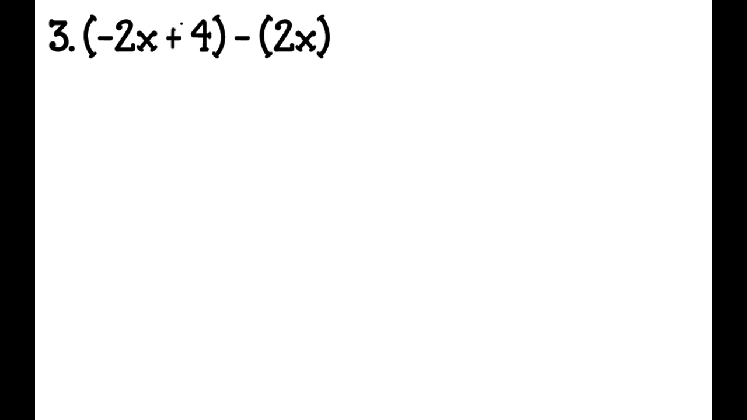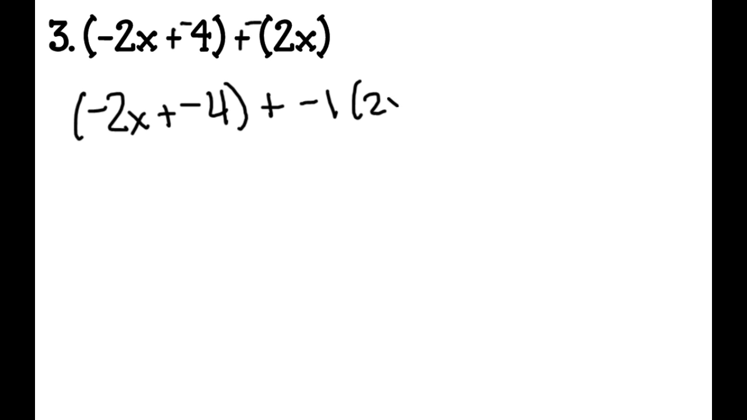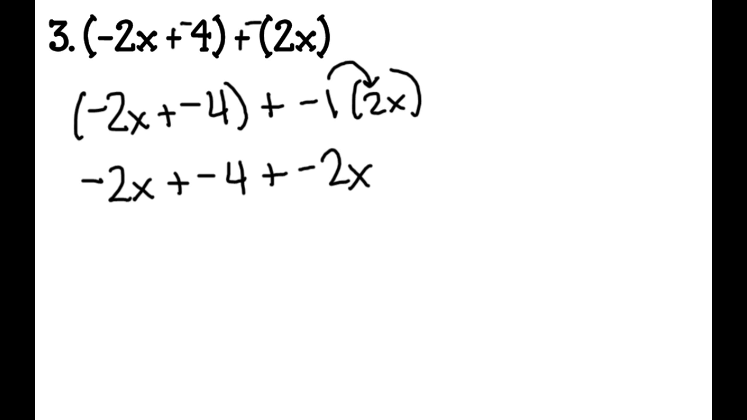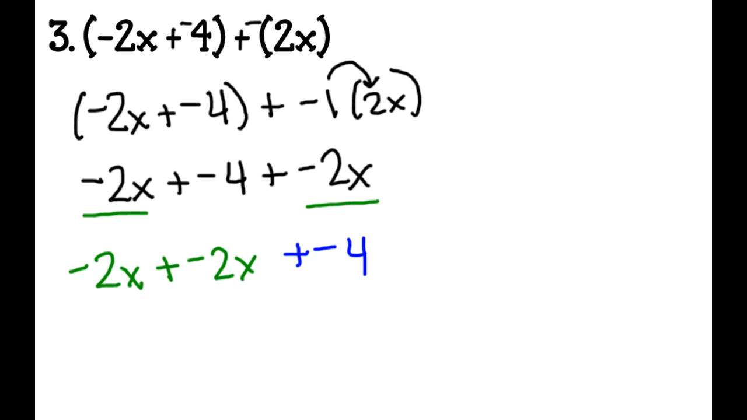Then I change all the subtraction to adding by adding the opposite. Then I have negative 2x plus negative 4 plus negative 1 times 2x. I use distributive, so that becomes negative 2x plus negative 4 plus negative 2x. I go through and underline my like terms of negative 2x, negative 2x. I'm going to write them next to each other just to make it easier to see. And then plus negative 4. Negative 2x plus negative 2x is negative 4x plus negative 4.